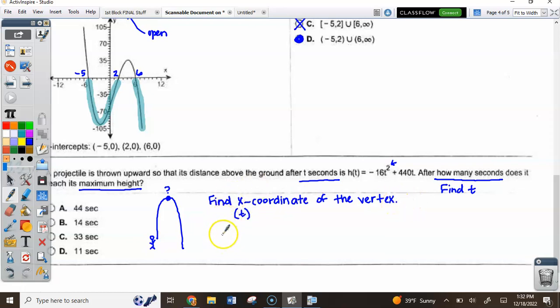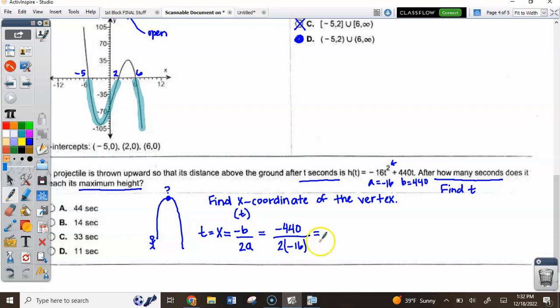I would include this on your 3x5 note card. The formula for the x-coordinate of a vertex is -b/2a. I would put that on your note card for sure. And like I said, we don't have an x, we actually have a t, doesn't really matter. So you have to look over here at your quadratic. A is -16 and B is 440. All right, so -b over 2 times a.